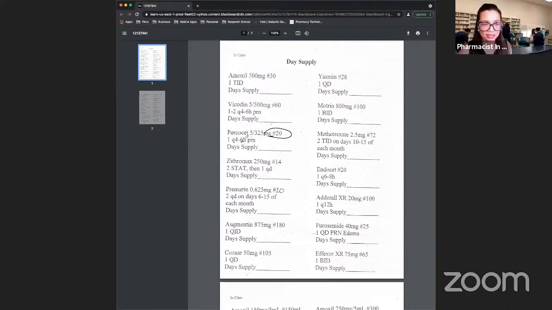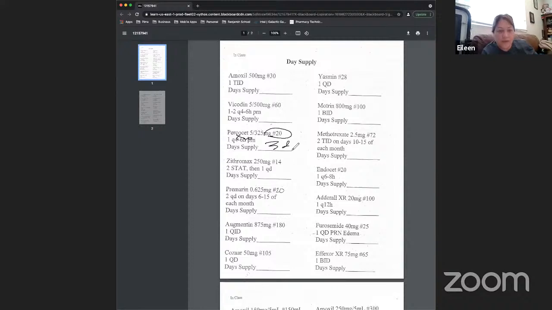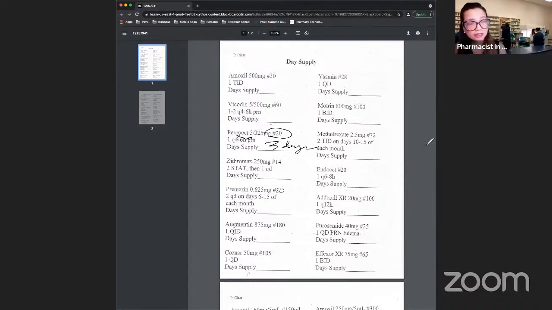Okay, this is what I'm saying. So you do the times 6 here. So what's the answer? 3 day supply. I was looking at the Vicodin. Okay, 3 day supply. Let me point this out.